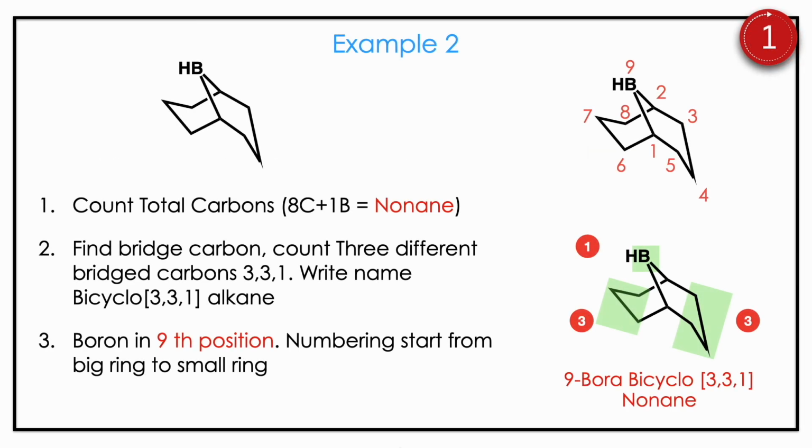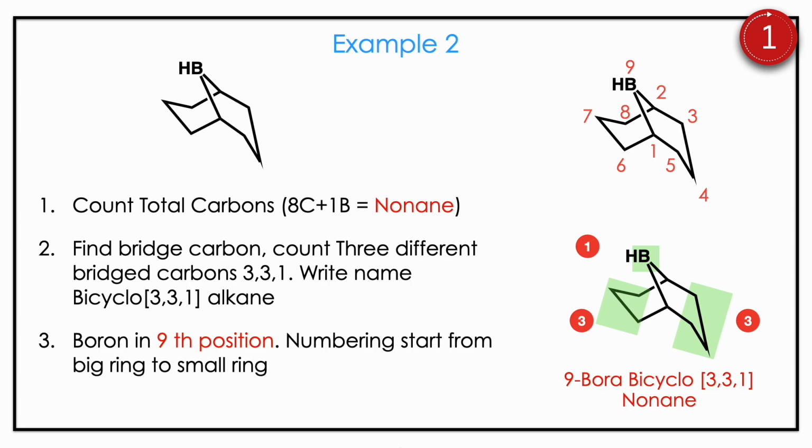Let us look at the second example. It is an interesting one with borane, the heteroatom, in the structure. The very critical fact here is we should count boron as a carbon. If you look at it, it has 8 carbons and 1 boron, totally 9, so it's nonane. You start the numbering. As we have seen already, the highest bridge gets the lowest numbering. So the boron is at the 9th position. Then if you count the side carbons, one side it is 3, another side 3, and the boron side 1. Boron also should be counted as a carbon.